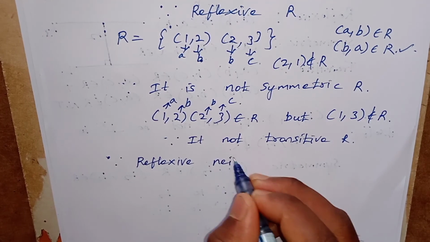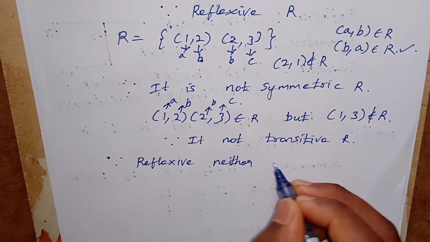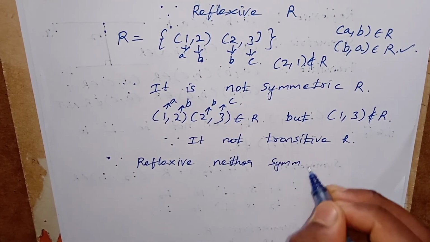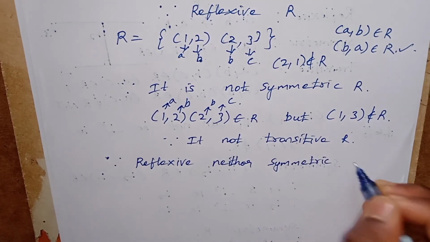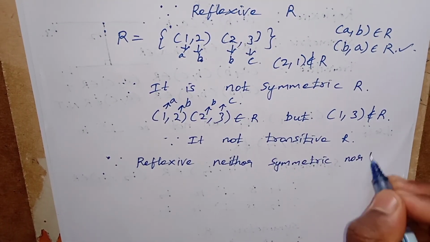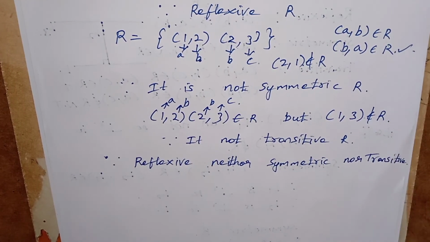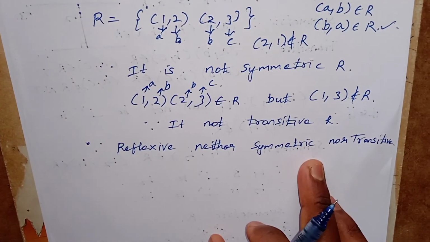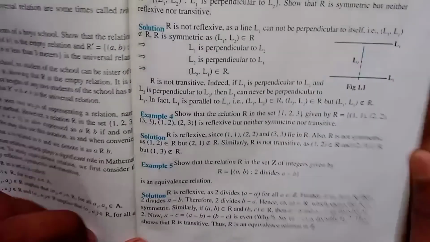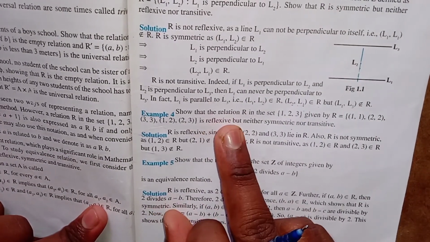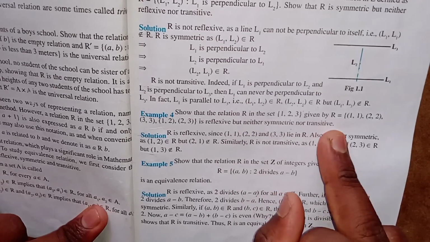Finally you have to write the given relation is reflexive, but neither symmetric nor transitive. That is our answer: reflexive but neither symmetric nor transitive.